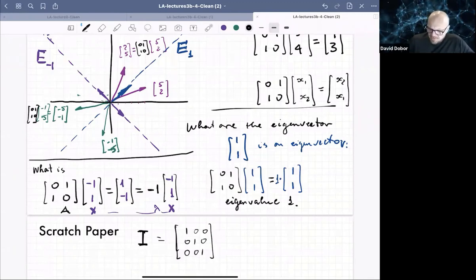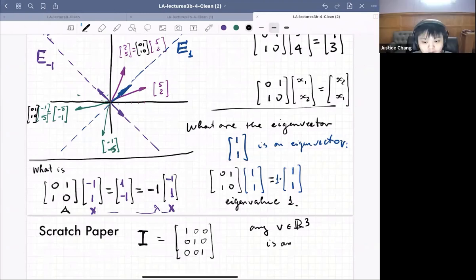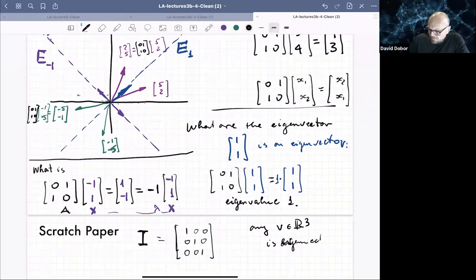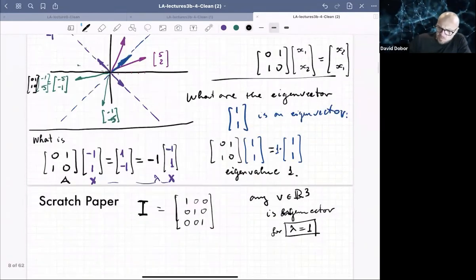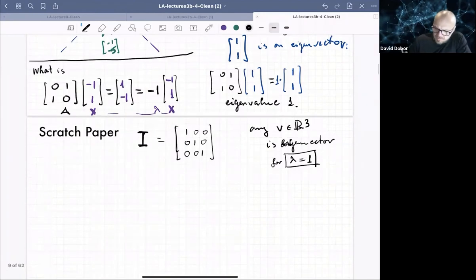And that's any vector in R3. So any vector is an eigenvector. Any v in R3 is an eigenvector. What's the eigenvalue associated with the vector that's an eigenvector? 1? Yeah, every vector is an eigenvector for lambda equals 1. Okay, all right, now let's move on to the concrete examples.